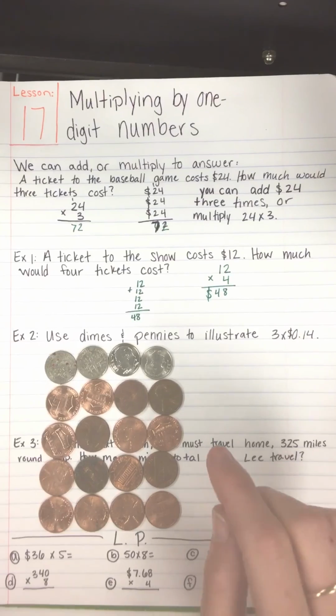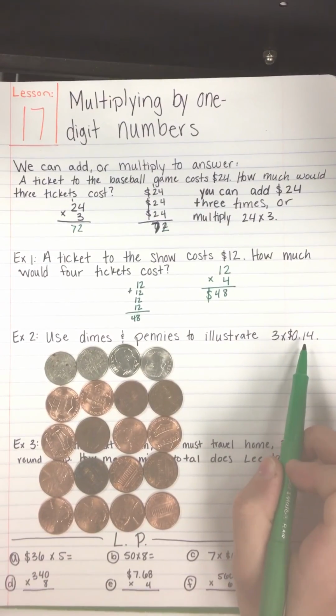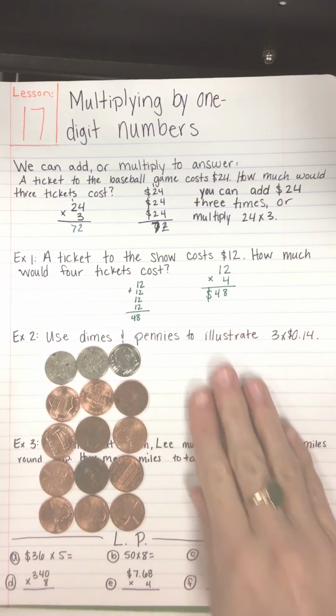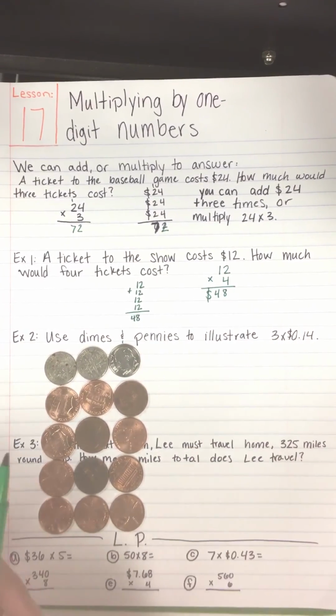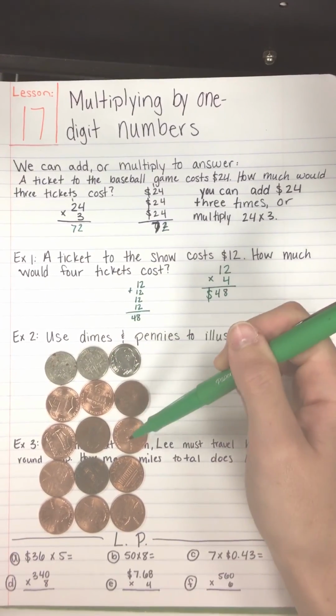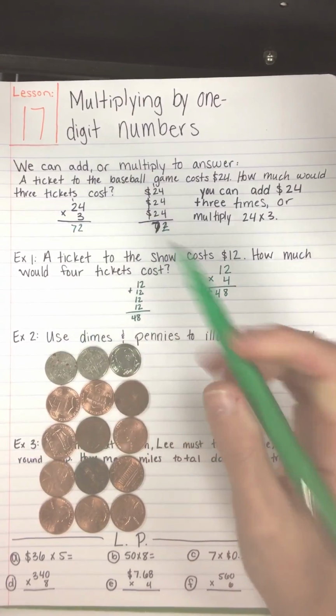So, we have dimes and pennies to illustrate 3 times 14 cents. Oh, look at this. I did 4 times 14 cents. My bad. Okay, 3 times 14 cents. We can do 10, 20, 30, 31, 32, 33, 34, 35, 36, 37, 38, 39, 40, 41, 42.